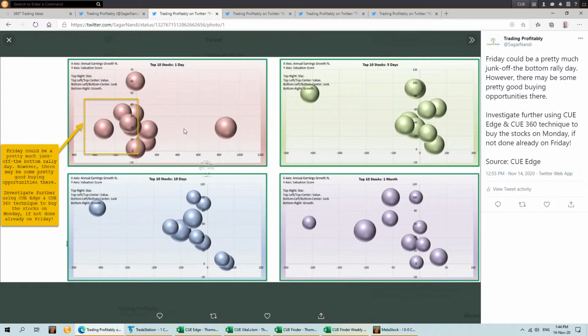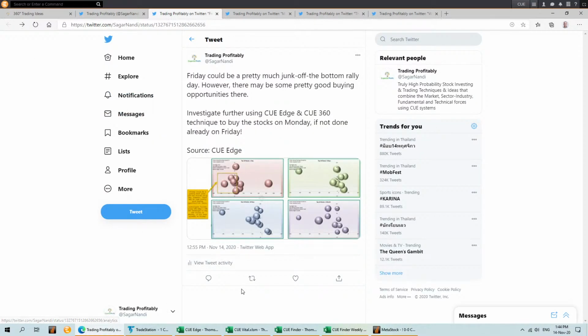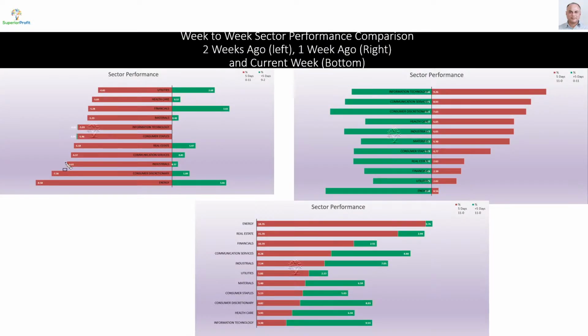This is showing that we may be selective, not buy all high growth stocks only. Now, let's look at another picture that I share in every market roundup, that is week to week sector comparison. And this time I am sharing the week to week comparison for 3 weeks. In all the charts, red bars are the current week, green bars are previous week.